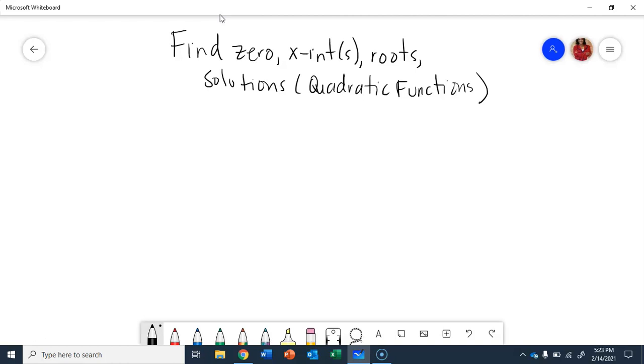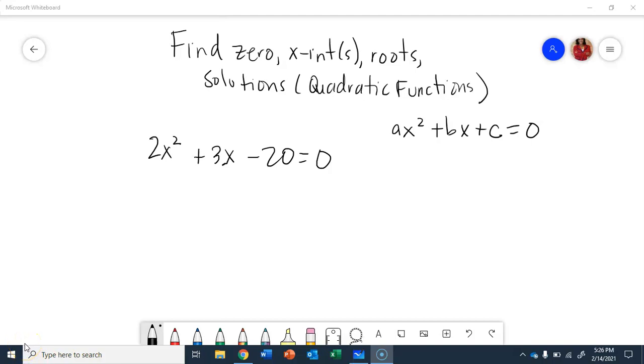So here we go. What if they gave us a function that was 2x squared plus 3x minus 20 set equal to 0. Keep in mind, every time you want to use the quadratic formula, you want to make sure that it's in this form here: ax squared plus bx plus c equals 0. Okay, so again, you want to be in standard form, which is right here. ax squared plus bx plus c is equal to 0.